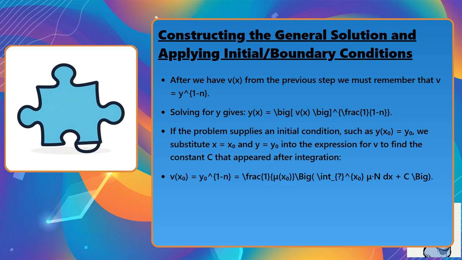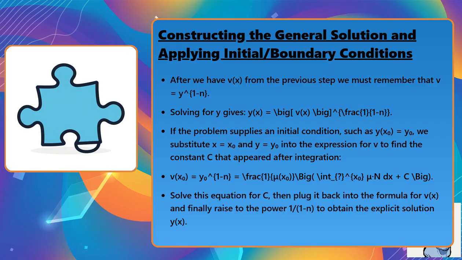v(x0) equals y0 to the 1 minus n equals 1 over mu(x0) times the integral from some lower limit to x0 of mu n dx plus c. Solve this equation for c, then plug it back into the formula for v(x), and finally raise to the power 1 over (1 minus n) to obtain the explicit solution y(x).